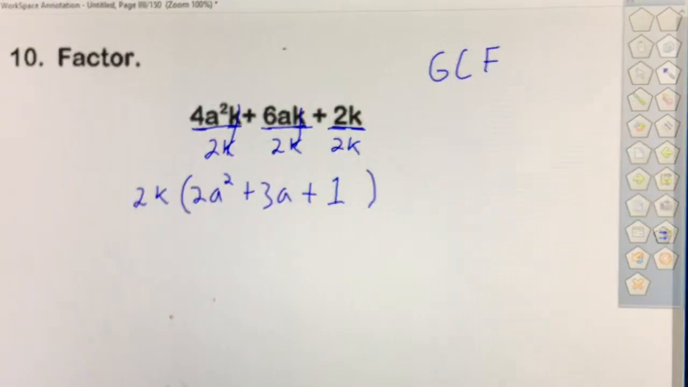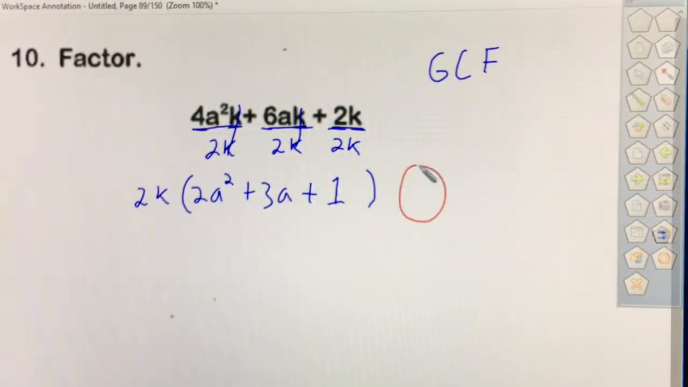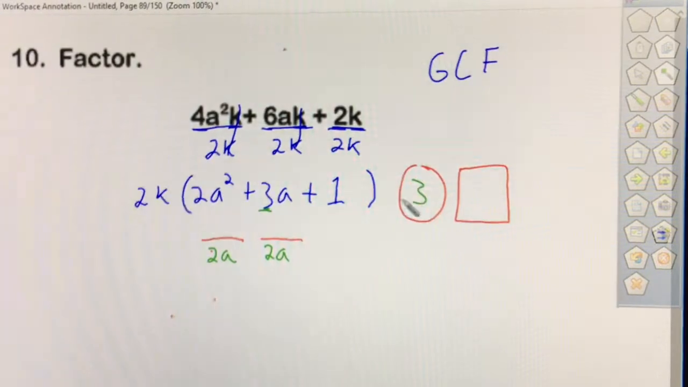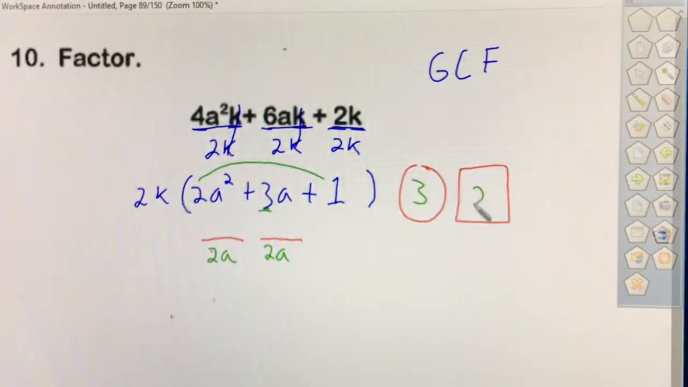Now this is a leading coefficient factoring problem, so I have a little method with a circle and a box and a division bar. The 2a goes underneath the division bar twice. The 3 from the middle term goes in the circle. I rainbow this, 2 times 1. Everybody does this. And now I think of factors of 2.